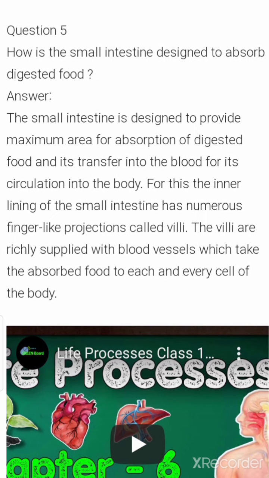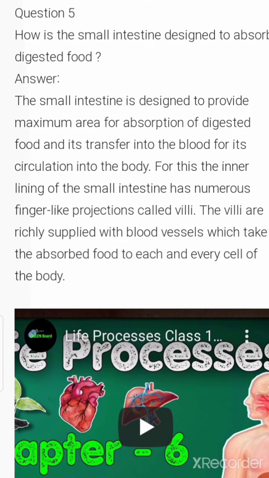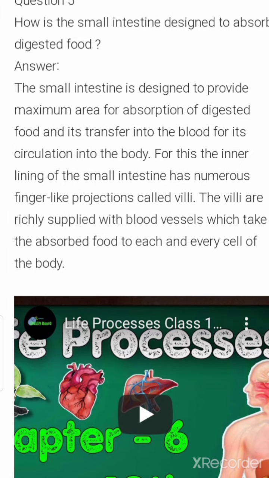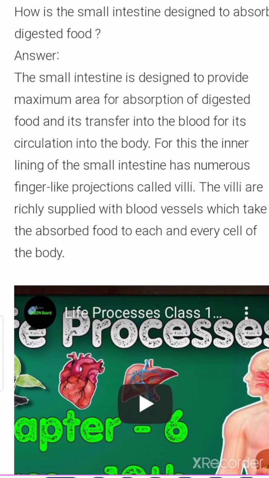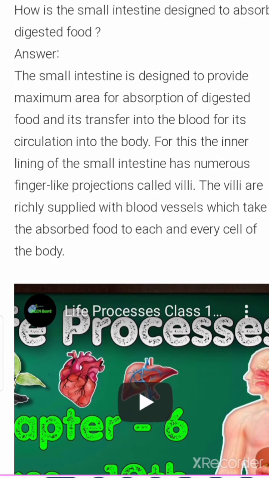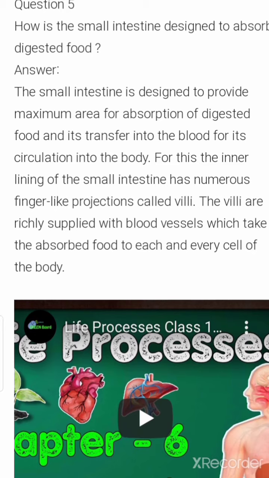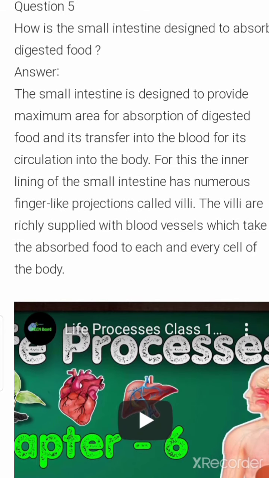So the inner lining of the small intestine has these finger-like projections called villi, and villi are richly supplied with blood vessels, which take the absorbed food to each and every cell of the body. So villi transport the food to each cell present in our body. This plays a very important function in our body. That's why the small intestine is designed for absorption of food.